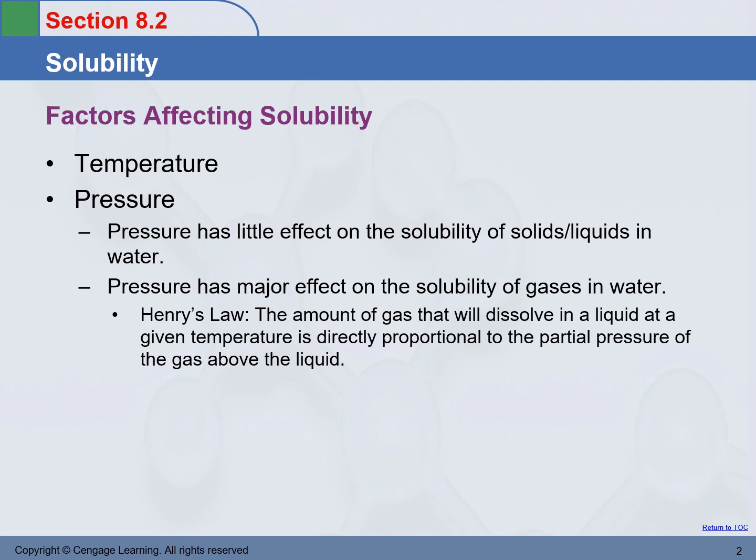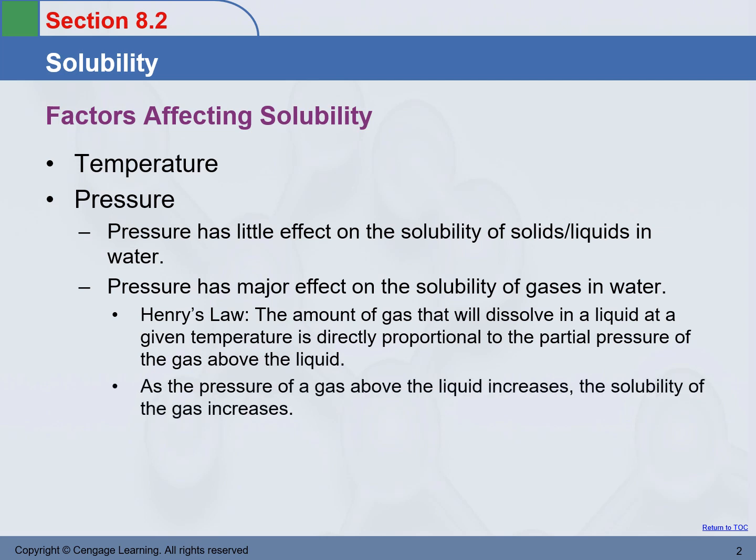And this is how carbonated drinks are made. Carbon dioxide is pressured into the water. They apply high carbon dioxide pressure above the liquid: higher pressure, higher solubility. So a lot of carbon dioxide gas is dissolved in water under high pressure. Once you open the lid, pressure is released, then carbon dioxide comes out from the water solution, and that's why you see bubbles when you open the lid of the carbonated drinks. So as the pressure of a gas above the liquid increases, the solubility of the gas increases. That's it.